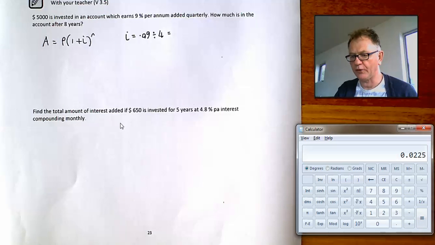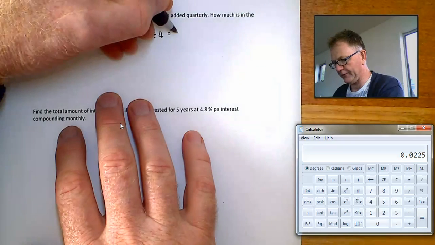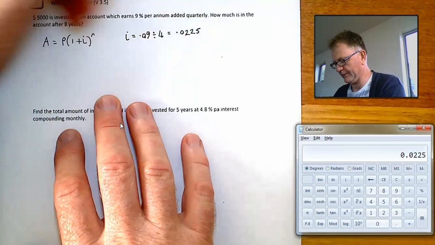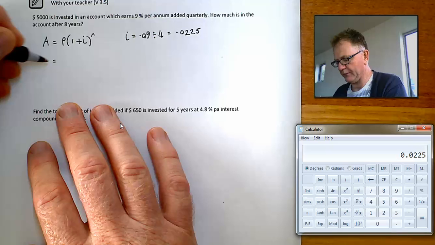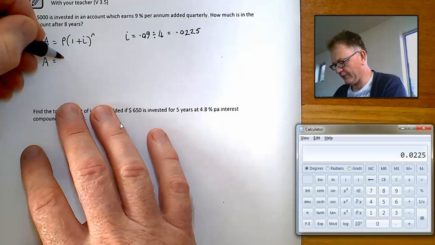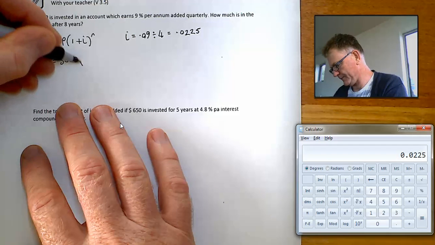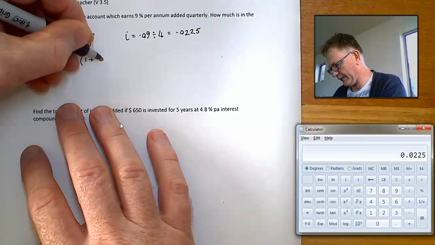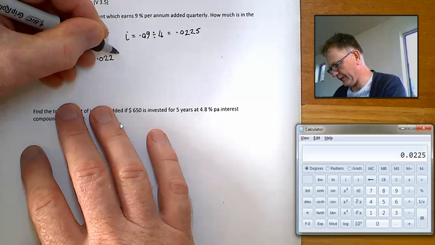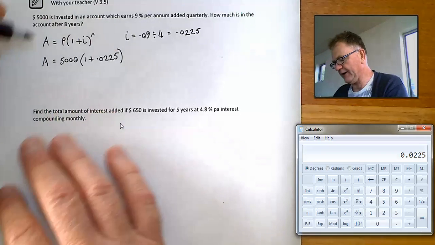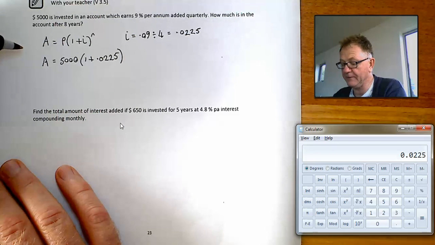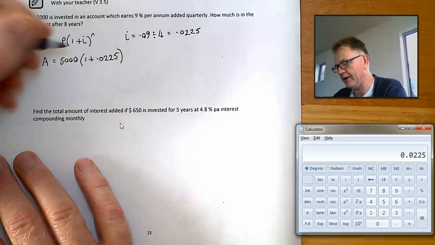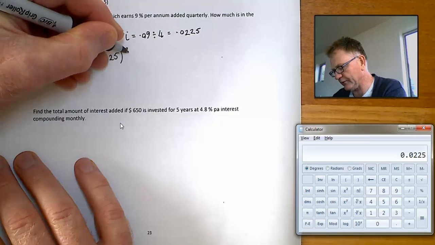That gives us a quarterly interest rate of 0.0225. Put the information in the question and we can work out the amount at the end. 5,000 is invested. The interest rate per period, 0.0225 as a decimal. And N is the number of times interest is added. Now this is being added quarterly for 8 years. 4 8s are 32 times interest will be added.